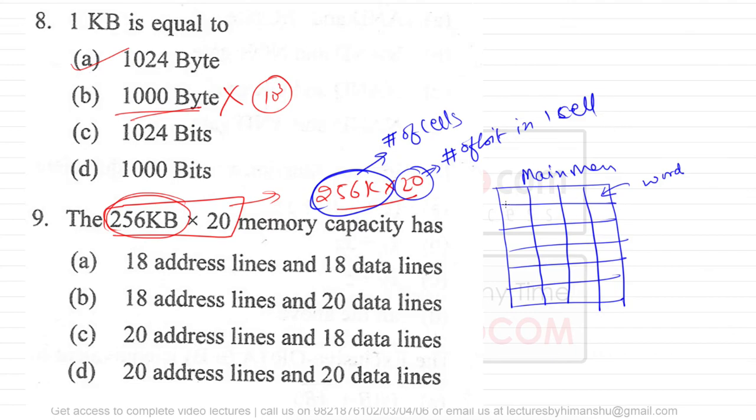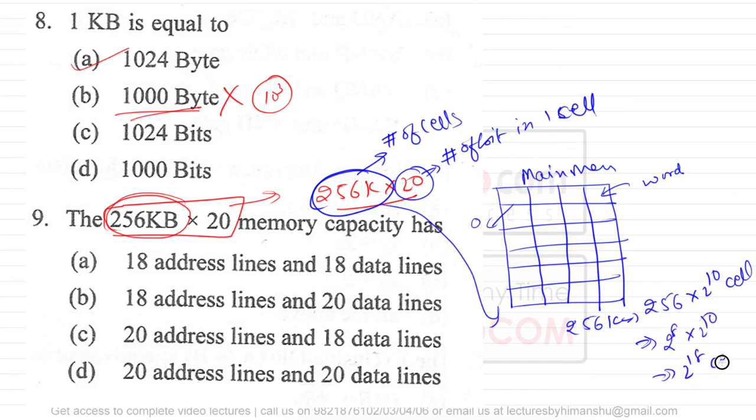Now, for example, here the total number of cells are 0, 1, 2, 3 and so on. If you count the total number of cells, there are 256k, that is equivalent to 256 into 2 raised to power 10 cells, which is 2 raised to power 8 into 2 raised to power 10, which is 2 raised to power 18 cells. And in every cell, we are going to have 20 bits of information, because this number is 20. For these 2 raised to power 18 cells, we can give an address to each and every cell, in terms of bits. We require 18 bits to represent the address of one cell.